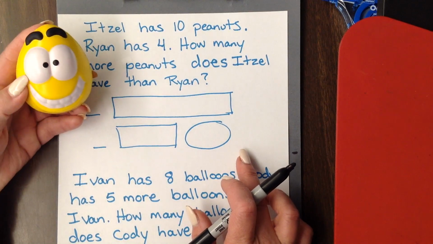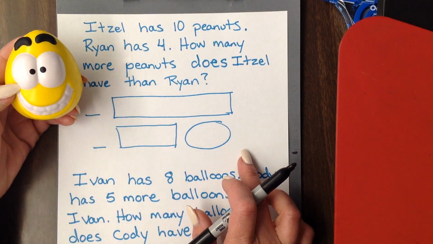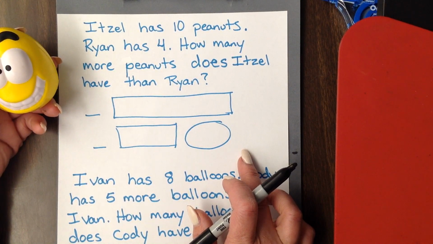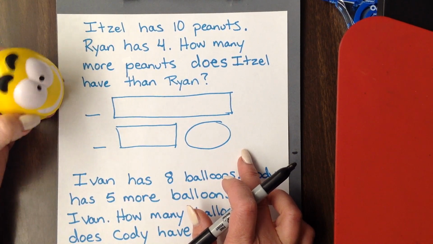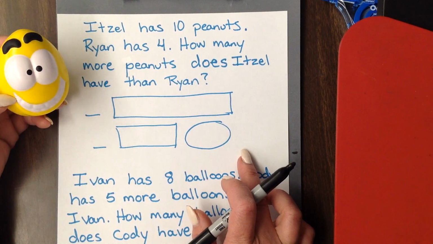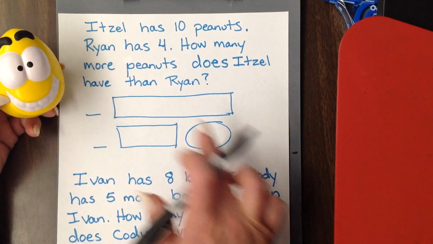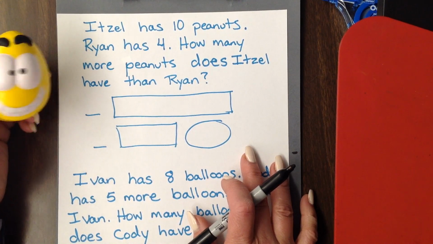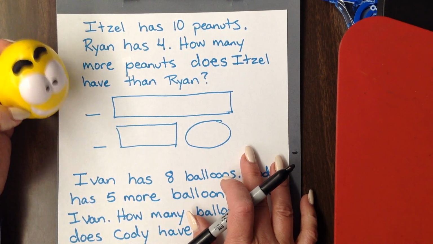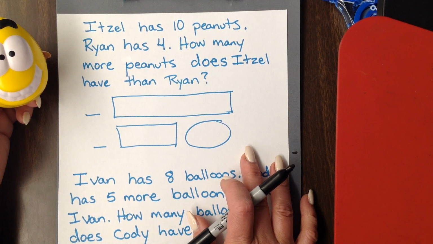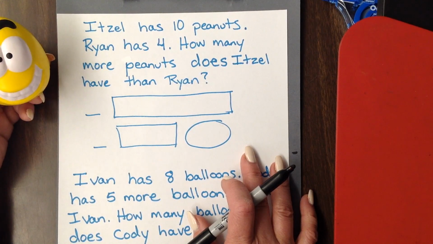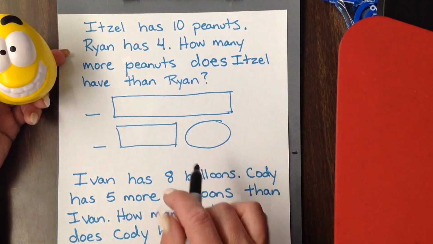Did somebody say peanuts? I like peanuts. Oh, hi. Where did you come from? I don't know. But I heard the word peanuts. Did you say peanuts? Yeah, we're doing a word problem here, and it has peanuts in the word problem, that's all. Oh, okay. So, we're going to do the word problem, okay? Okay. Are you just going to stand there? Uh-huh.